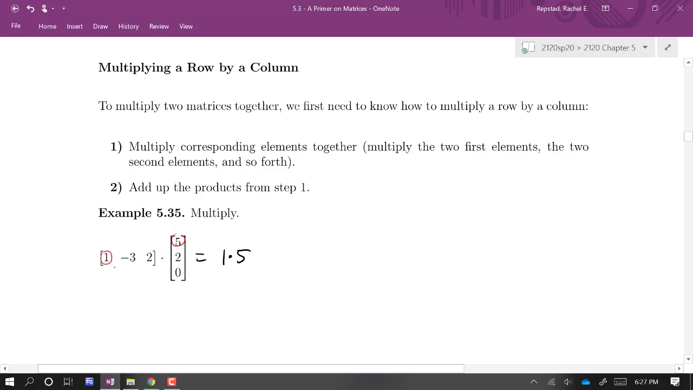I then move over and move down. So I multiply the next 2 elements, negative 3 times 2. And then move over and move down, multiply the next 2 elements, 2 times 0. And what we do is we just add these products up. So this gives us 5 minus 6 plus 0, or negative 1.